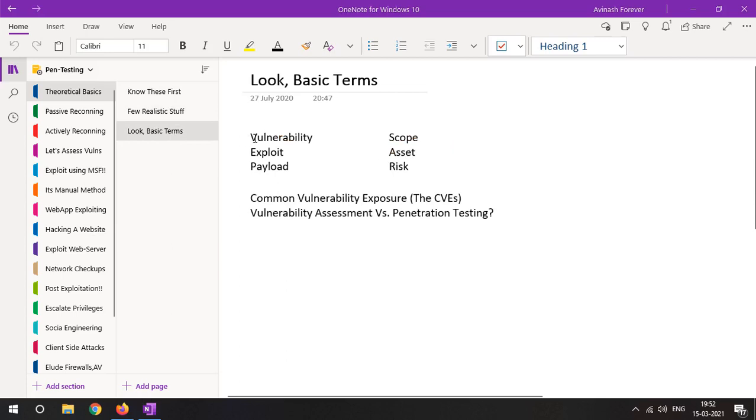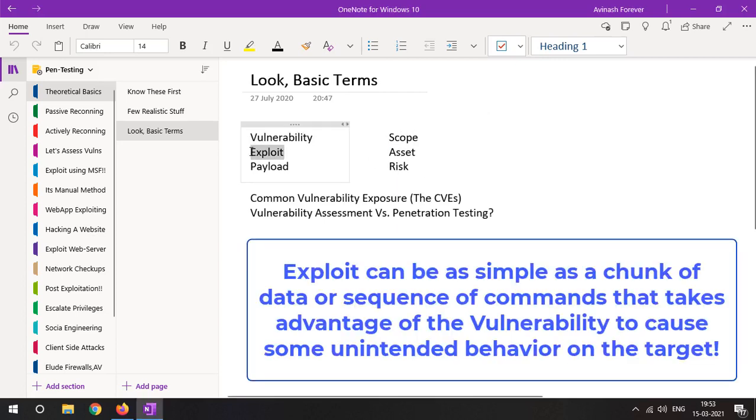Then we have vulnerability, exploits, and payload. It's a really simple concept, and let's start with the first one, which is vulnerability. Vulnerability is basically a weakness. So it's a bug or glitch or flaw or any other kind of weakness present in the target. Exploit is basically a piece of code which you use to abuse that vulnerability.